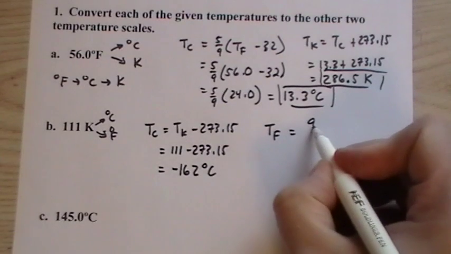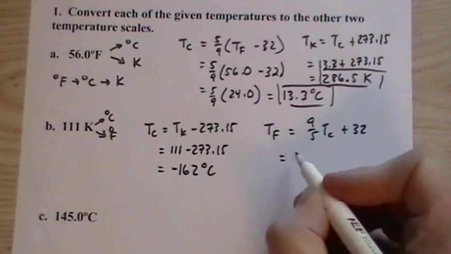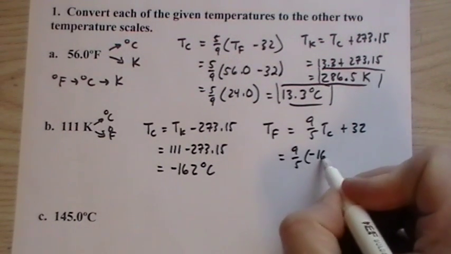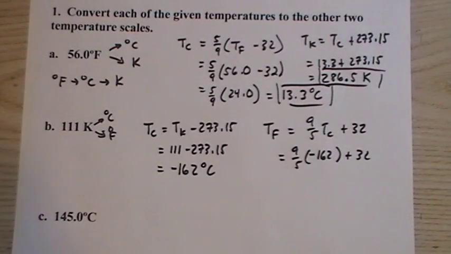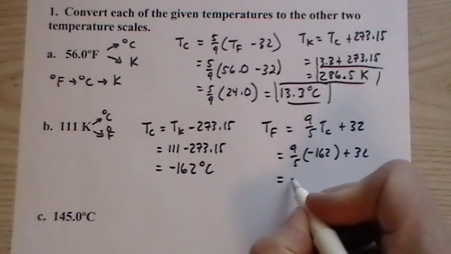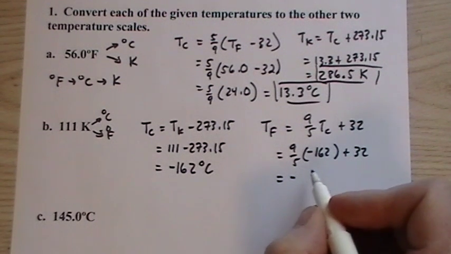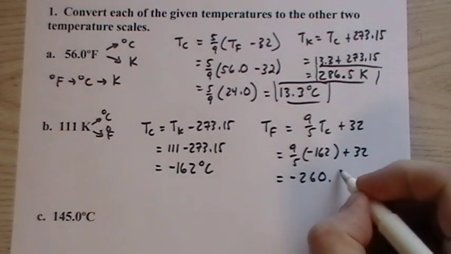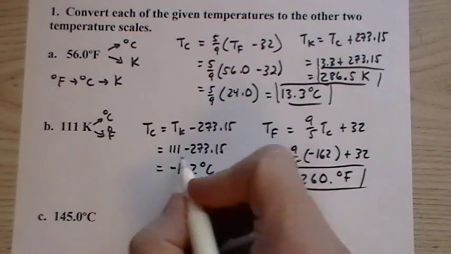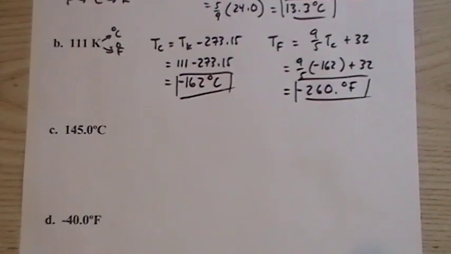And then we want to go back to Fahrenheit. So that's going to be 9/5 TC plus 32. So this is going to be 9/5 times minus 162 plus 32. So minus 162 times 9 divided by 5 plus 32. And we can only go to the ones place here. So this is going to be minus 260 degrees Fahrenheit. And while I'm working away on the calculator, feel free to fast forward.